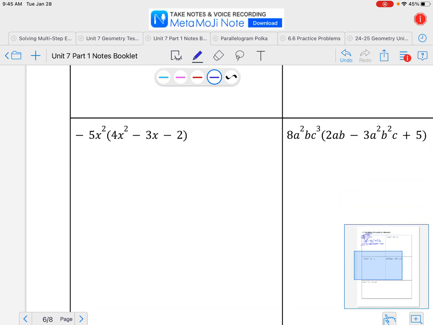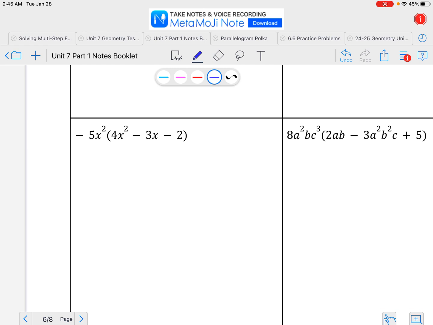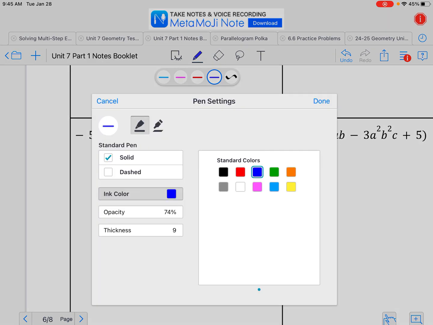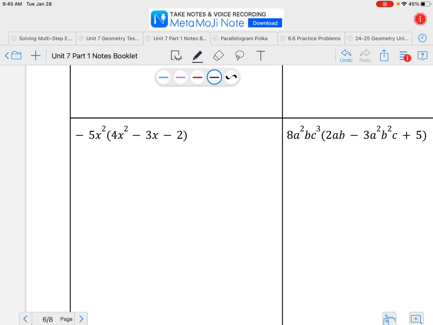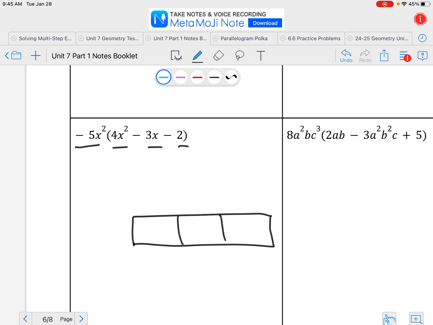So let's skip down to this one. There's also a method we can use called the box method that some people like. Since I'm multiplying a monomial by a trinomial, I make a 1-row, 3-column box, a 1 by 3 box. So right here, the monomial that's outside the parentheses goes here, and then each term in the parentheses gets its own little space in the box. This helps you differentiate the terms. It helps you not leave one out. Make sure you're multiplying them all. It helps you not forget the negatives. There are some benefits to this strategy if you like it.